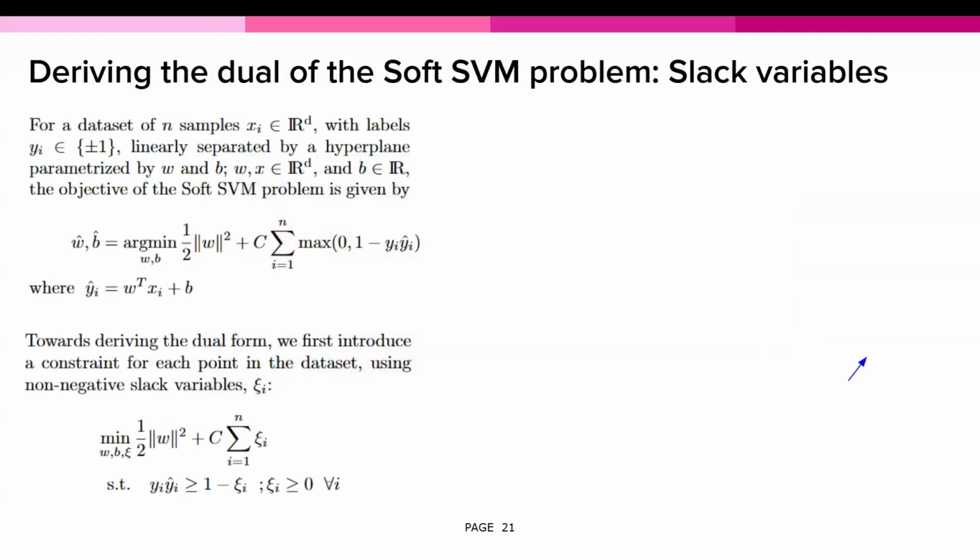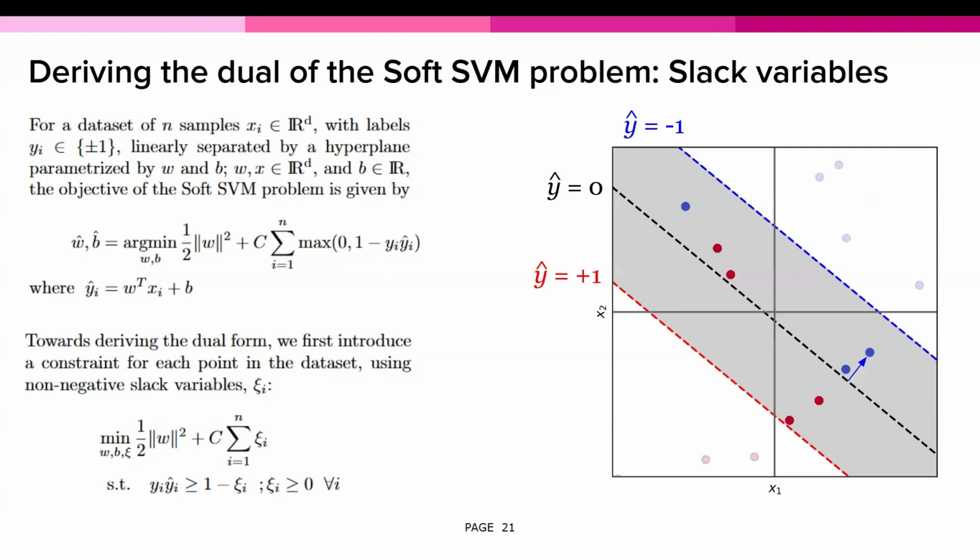Okay, so how are we going to do this? What we're going to do to make the transition from the soft margin SVM problem into its dual form, we're going to introduce something called slack variables. These are denoted by this squiggly term here. These slack variables are going to quantify how much each point violates the margin.